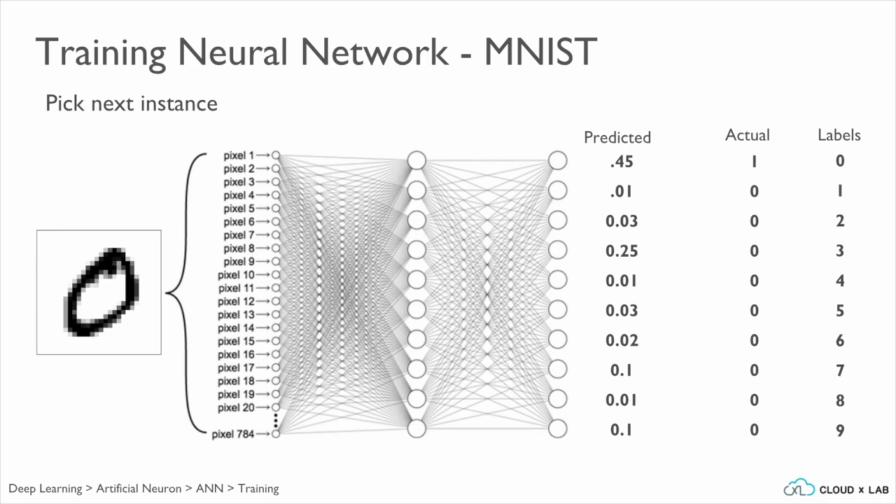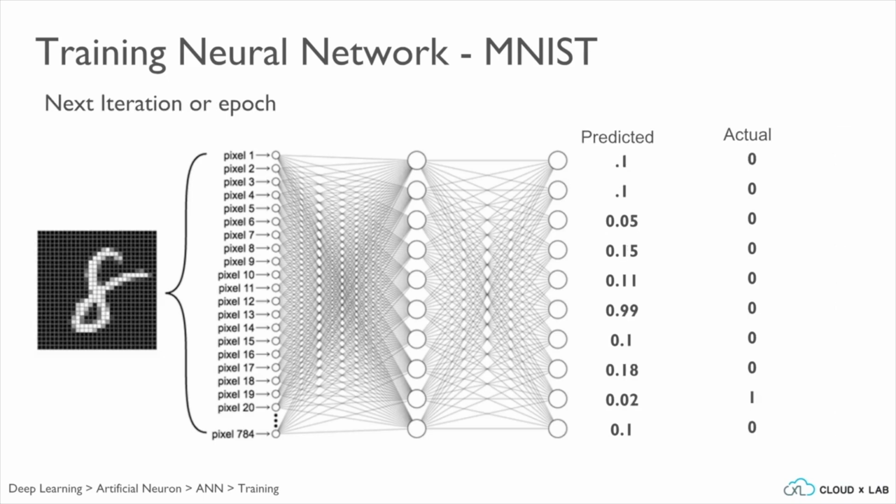In this case, we have shown that we picked 0. Now the pixel values of 0 will be fed to the neural network and the weights will be tweaked further such that the actual values match the predicted values.